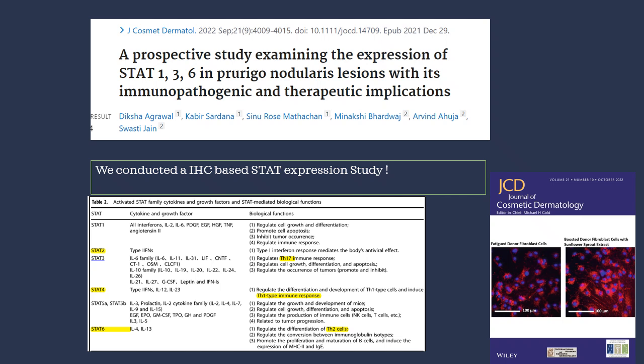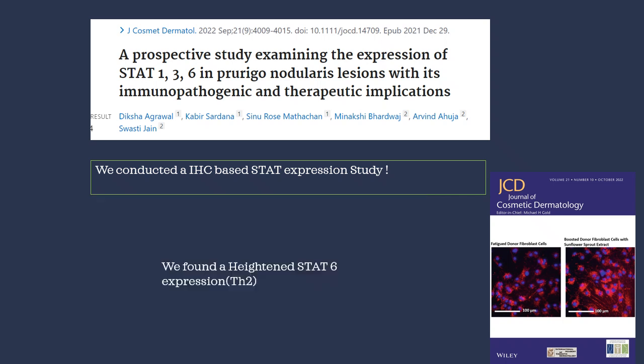This is the study actually, and what you would see in the study is that we studied STAT 1, 3, 6. The STAT 1, 3, 6 is a surrogate marker for different CD4 subtypes, and we found a marked expression of STAT6, which suggested that it's a Th2 response. This is the first immunological study of Prurigo nodularis in the Indian population.